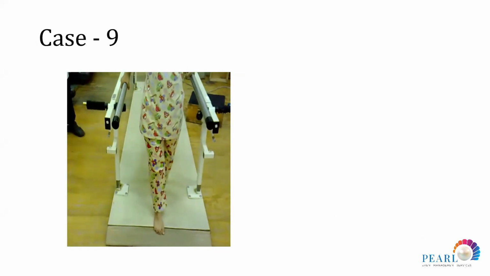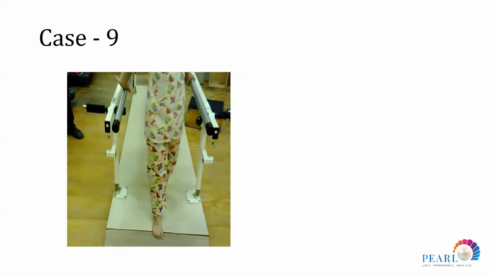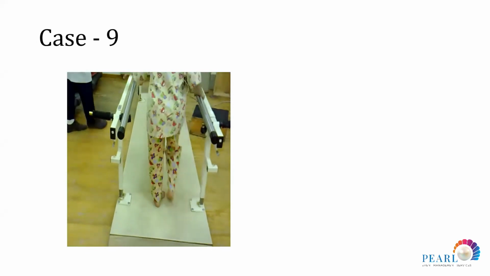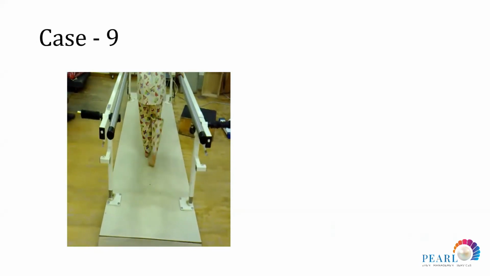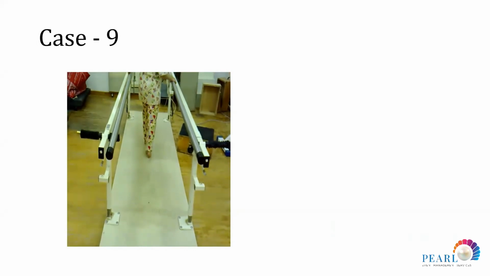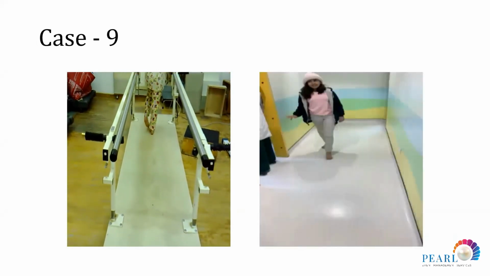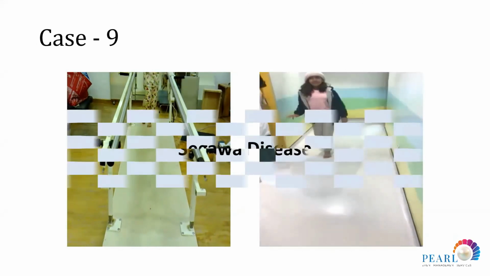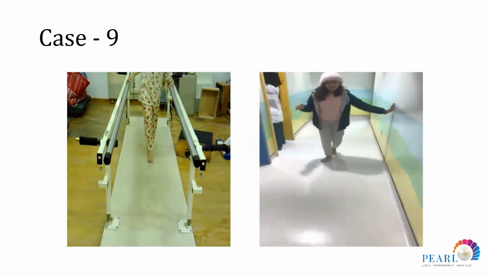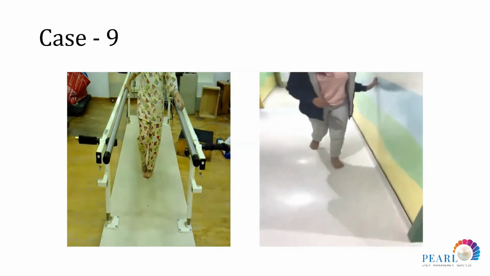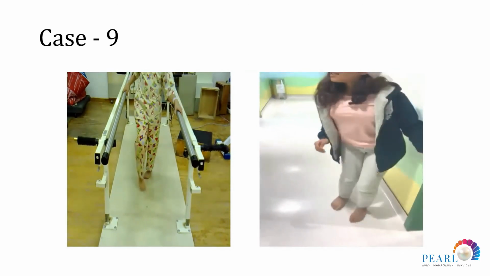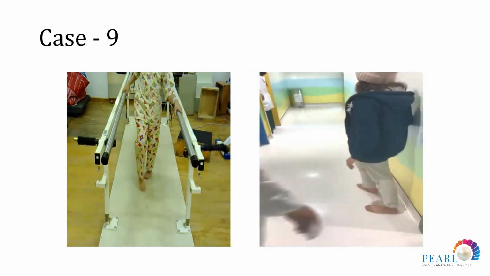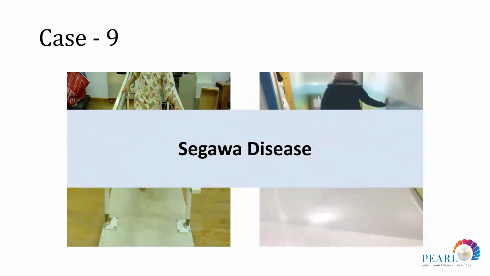Another case, this is a girl, 7 years old. She was having spastic lower limbs. When we examined her, actually it was not spasticity, it was dystonia in the lower limbs with inward deviation of both lower limbs. And this is several months after starting this patient on L-DOPA, and this patient was diagnosed with Segawa disease.